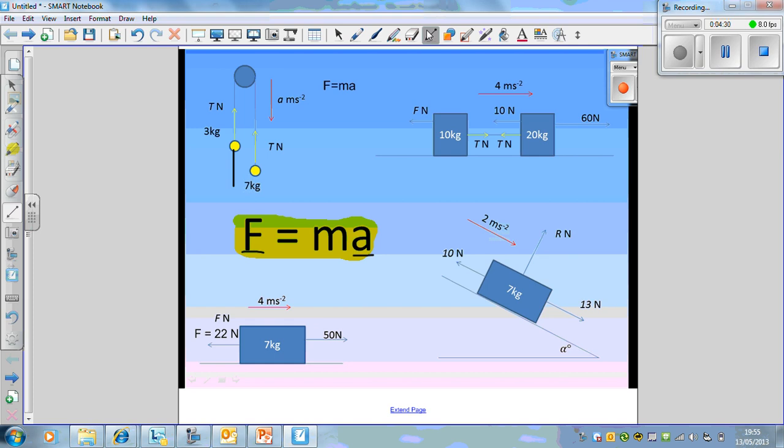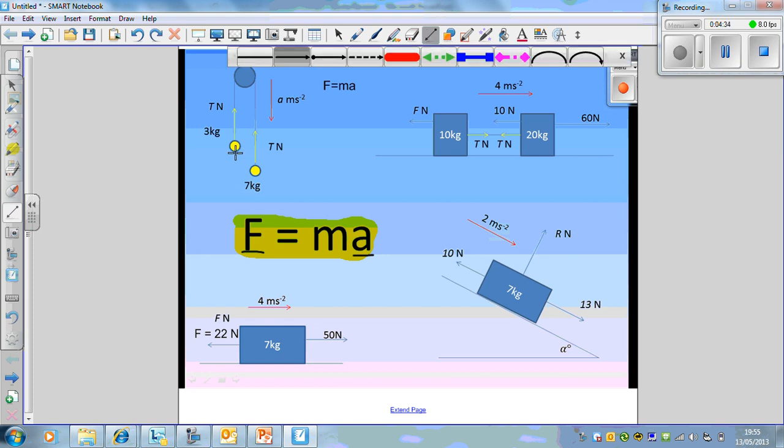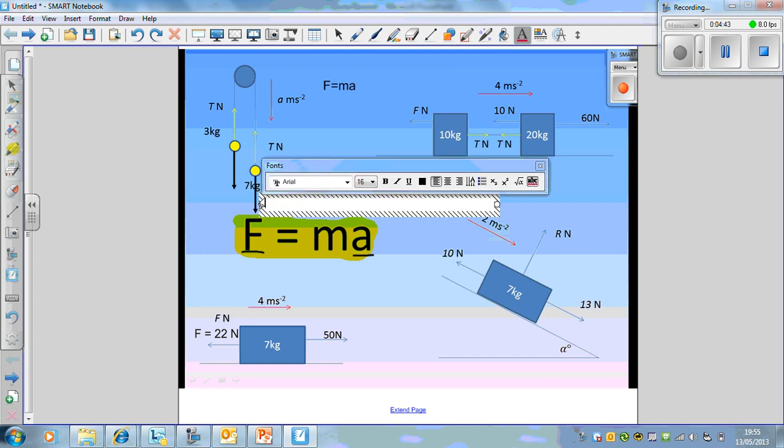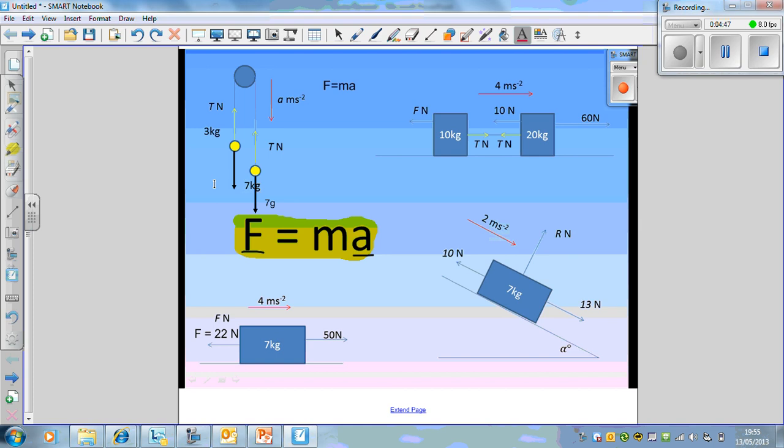I want an arrow here. There's going to be a force due to gravity for both these objects. The force due to gravity for this one is going to be 7g, and for this one it's going to be 3g.